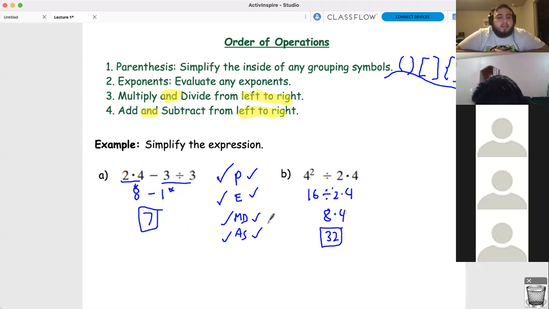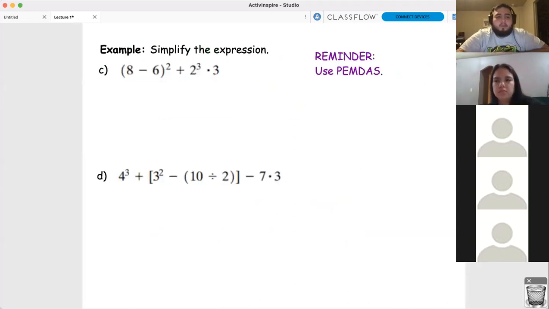Does anyone have any questions on how we use the order of operations on this example? We're going to be doing a couple of these so we can get comfortable with them, because it's probably been a while, right, since you have done math like this. So let's try again. Let's try some more examples.